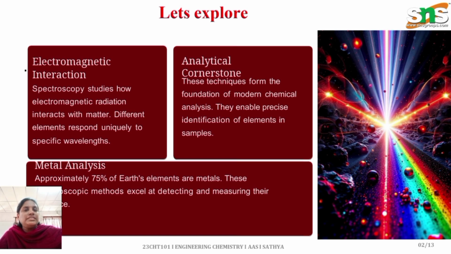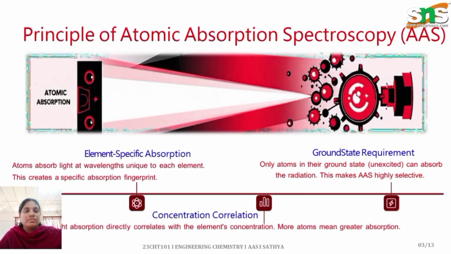Approximately 75% of Earth's elements are metals. So, we measure the metal elements here in atomic absorption spectra. These techniques form the foundation of modern chemical analysis. They enable the precise identification of the elements in the sample. So this is the principle of atomic absorption spectroscopy.